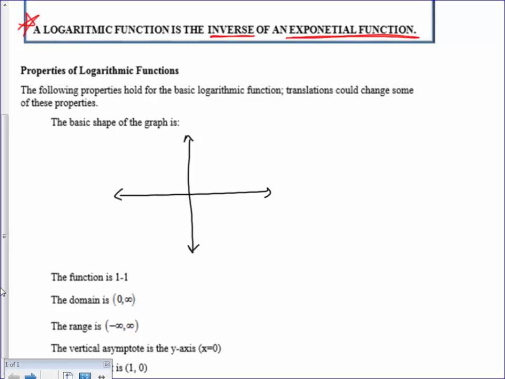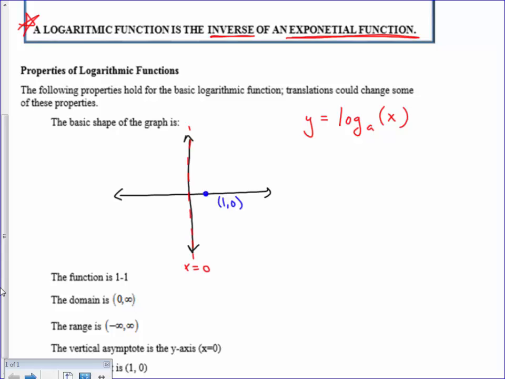First thing, we need to know the basic shape of a logarithmic function. If we have translations or reflections, the basic graph can change, but we need somewhere to start as far as knowing what the shape looks like. For a basic logarithmic function, let's say y equals log base a of x. There is a vertical asymptote along the y-axis at the line x is 0. The logarithmic function has an x-intercept of 1, 0.